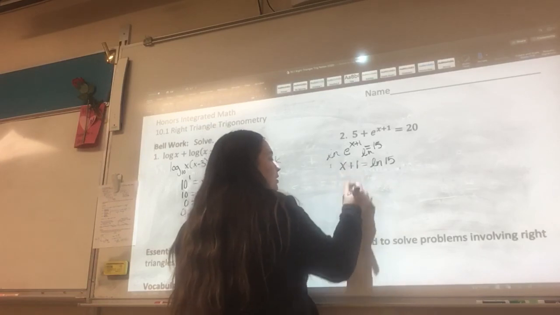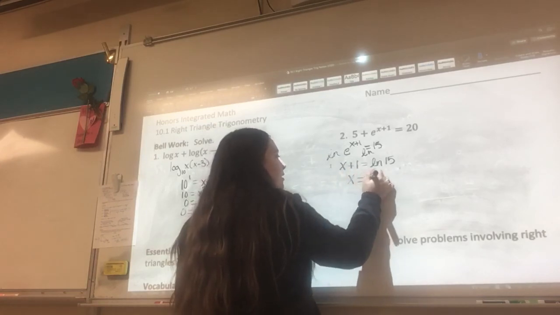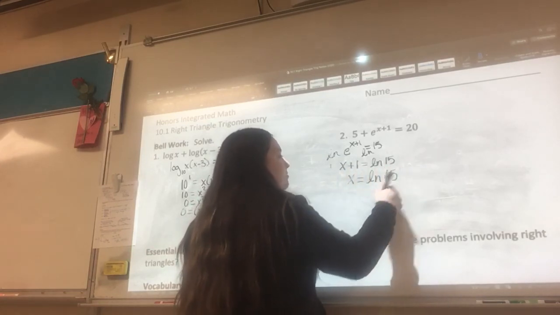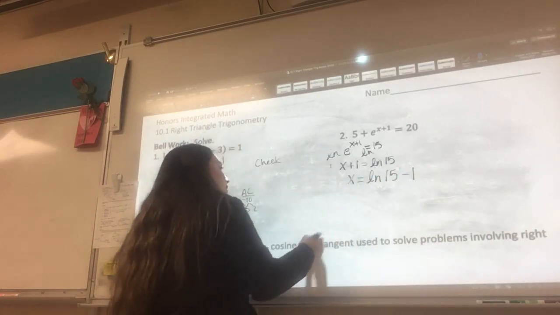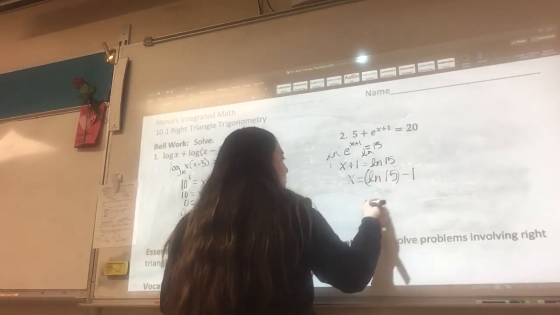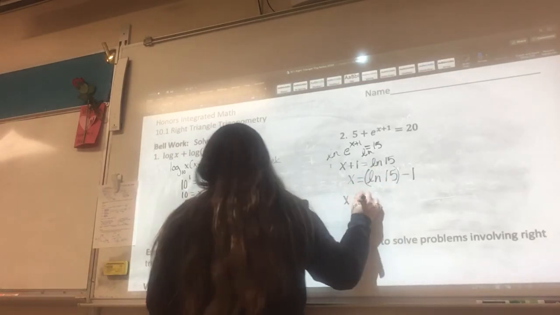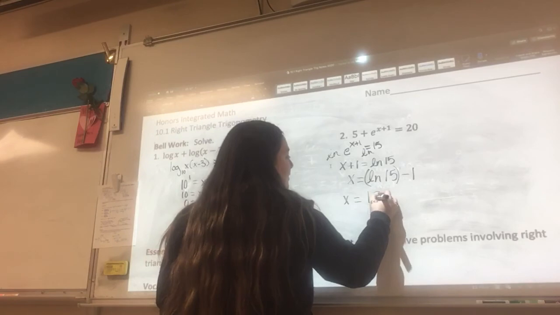I'm going to subtract 1. But remember, you are not subtracting 1 from the 15. You are subtracting 1 from ln of 15. So make sure you put that in your calculator correctly. This should be in parentheses. So x is going to equal approximately 1.708.